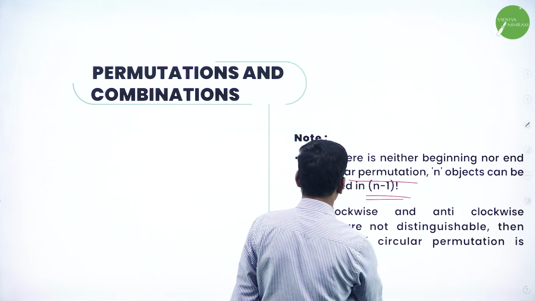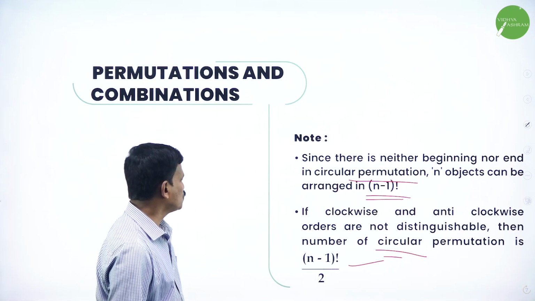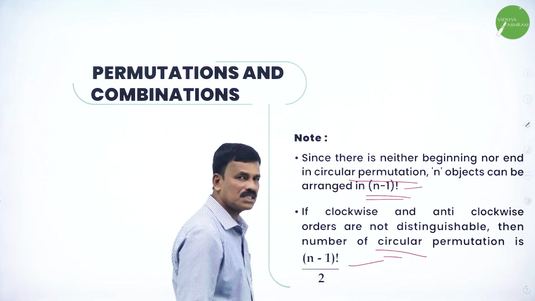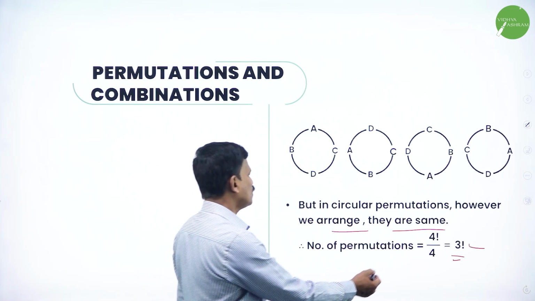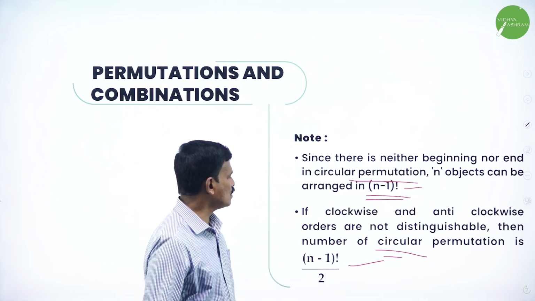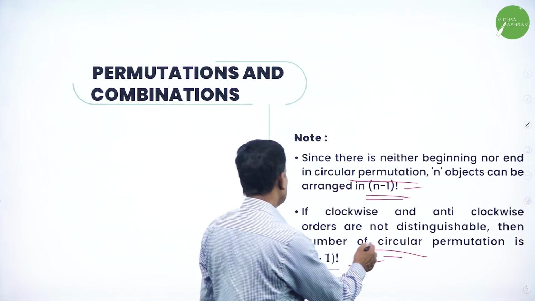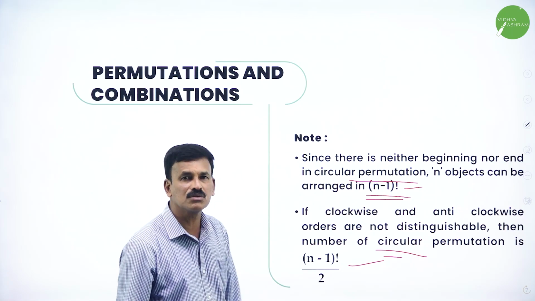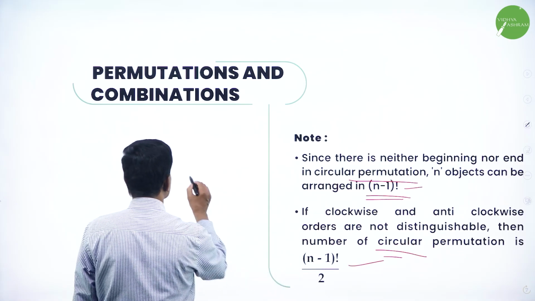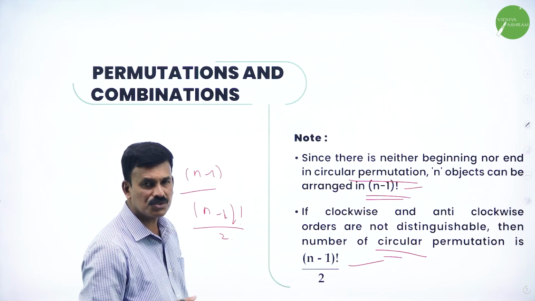If the clockwise and anti-clockwise orders are not distinguishable, then the number of circular permutations is (n minus 1) factorial divided by 2. So, the number of circular permutations of n objects is (n minus 1) factorial; here, 4 minus 1 is equal to 3 factorial ways. Whereas, if the clockwise and anti-clockwise directions are not distinguished, then the number of circular permutations of n objects is equal to (n minus 1) factorial divided by 2. So, first one is (n minus 1) factorial, and another one is (n minus 1) factorial divided by 2. These are the two formulas used in circular permutations.